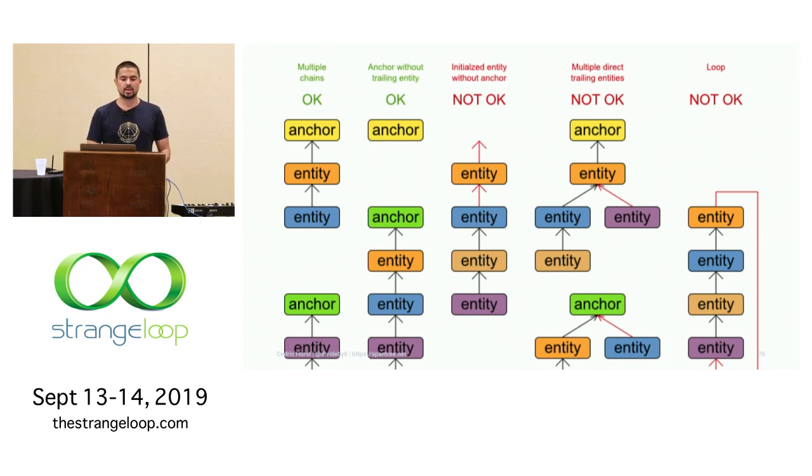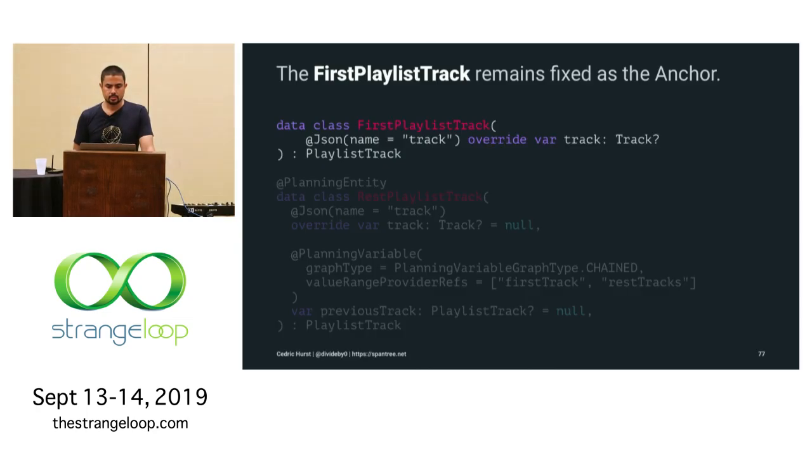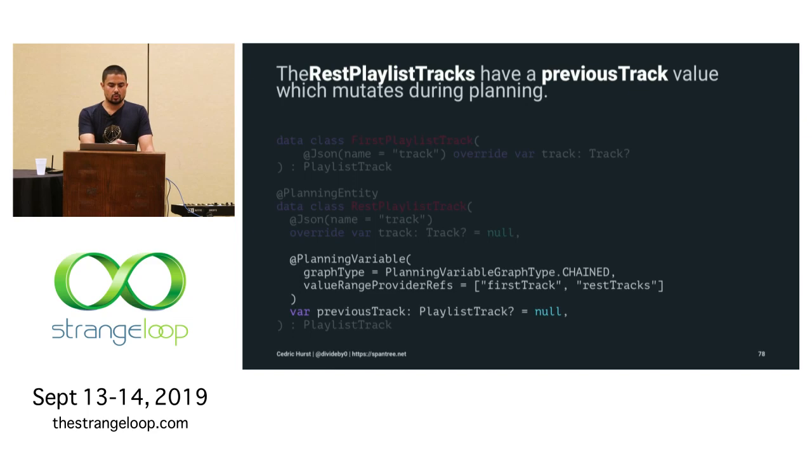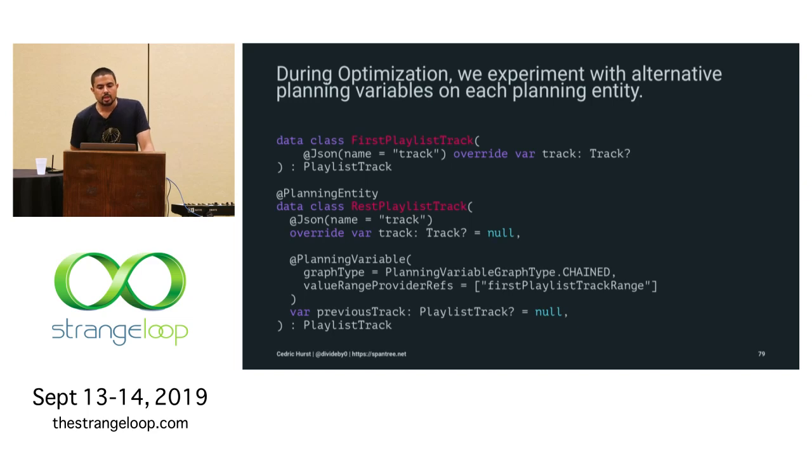So in our case, when we're creating a playlist, we start with one song, and we're going to shift the relationships between each playlist track basically by just assigning a pointer. And OptaPlanner is going to effectively make those sorts of experiments thousands of times a second, evaluating whether or not the playlist improved. The first playlist track remains as the anchor, and we're using this planning variable as sort of our independent variables in the experiment. So during optimization, we're experimenting with alternative planning variables to each planning entity.